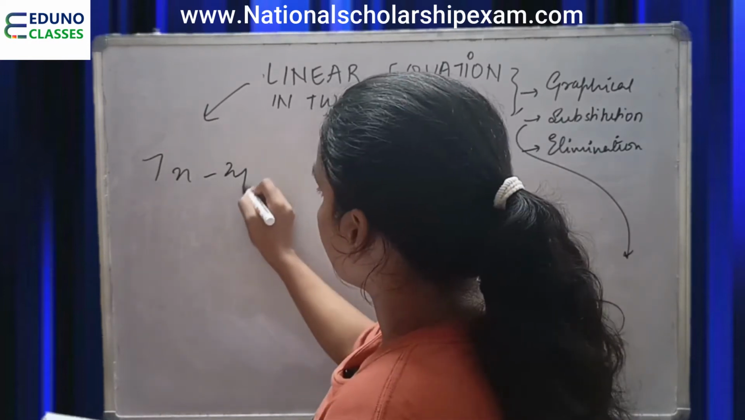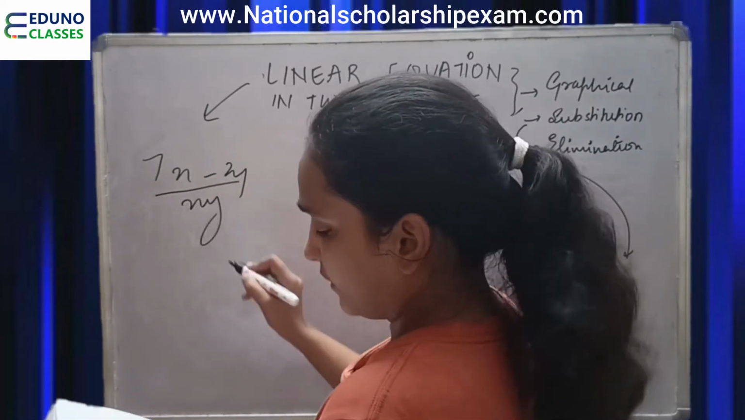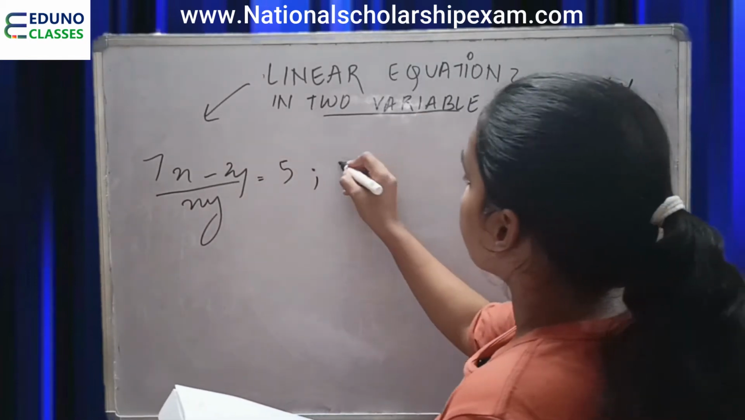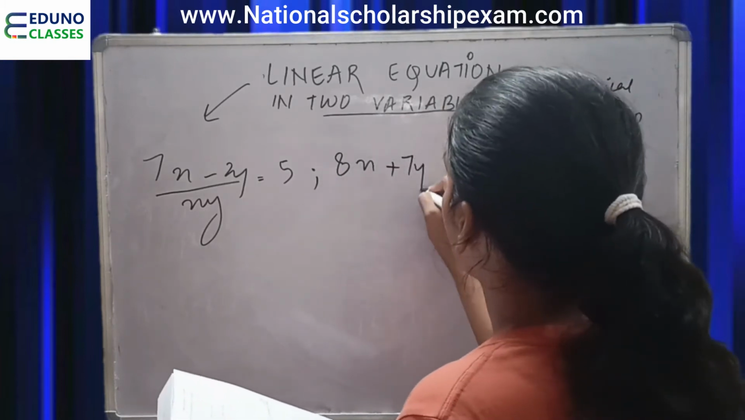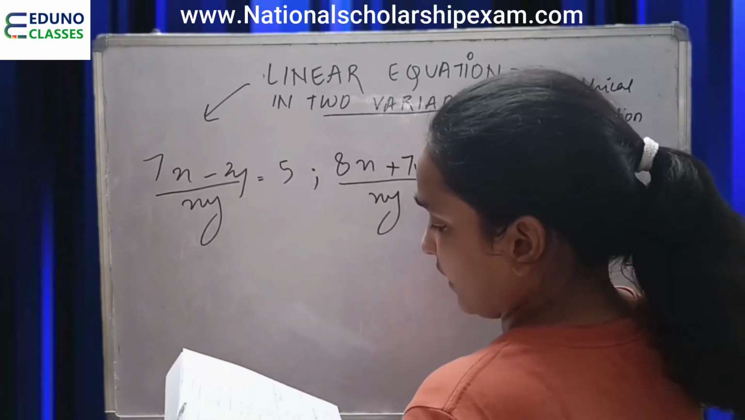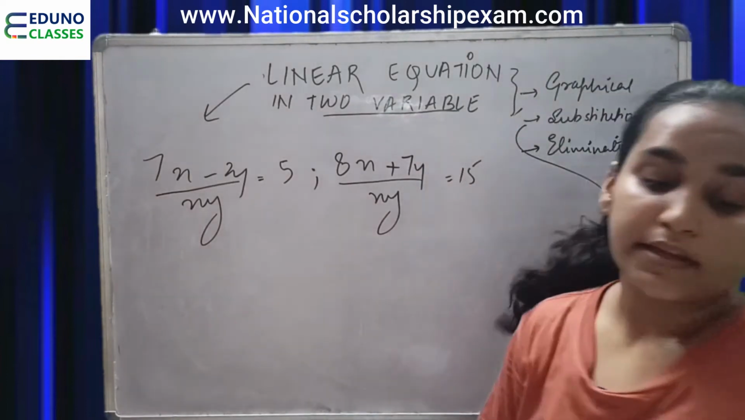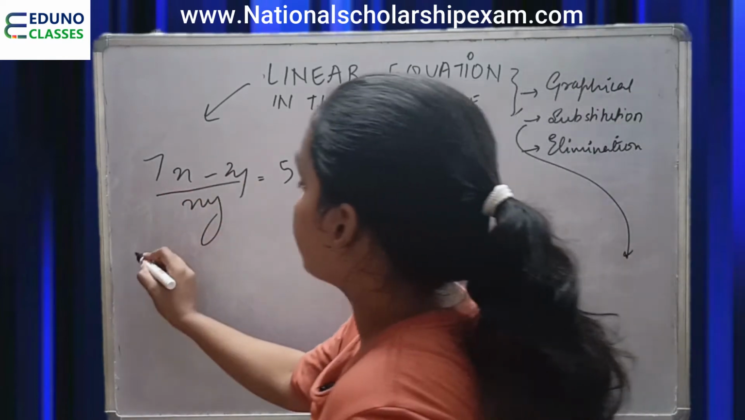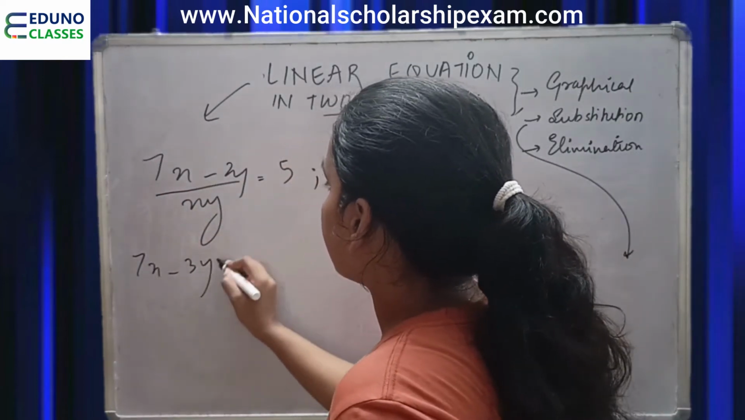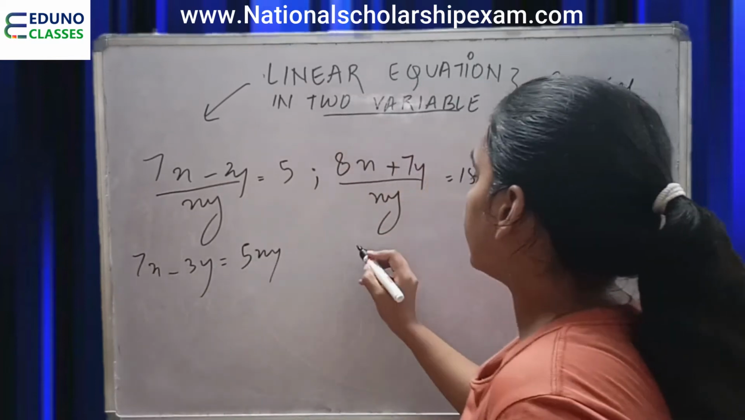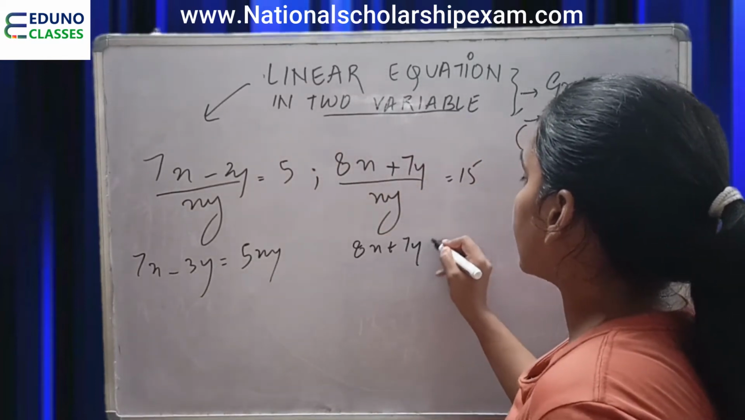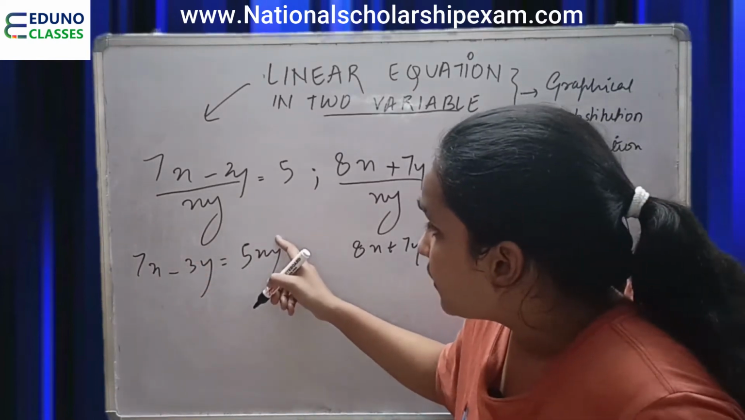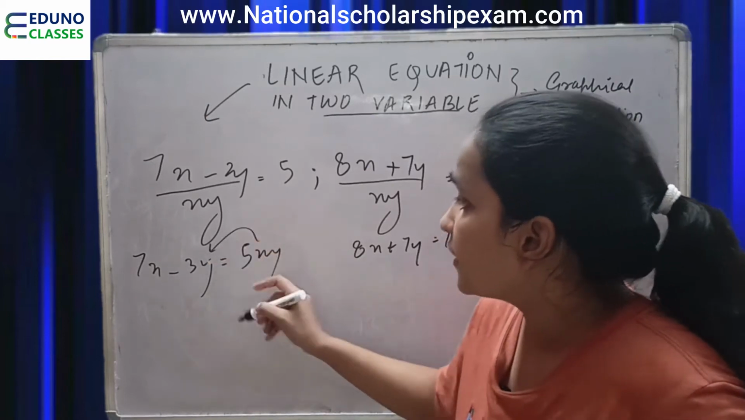7x minus 2y by xy is equal to 5. The other equation is 8x plus 7y by xy is equal to 15. First of all, we have to simplify it. So let us simplify. 7x minus 3y is equal to 5xy, and here 8x plus 7y is equal to 15xy. We know if we transfer this here, the sign will change.